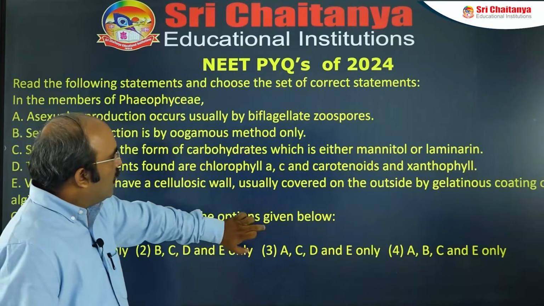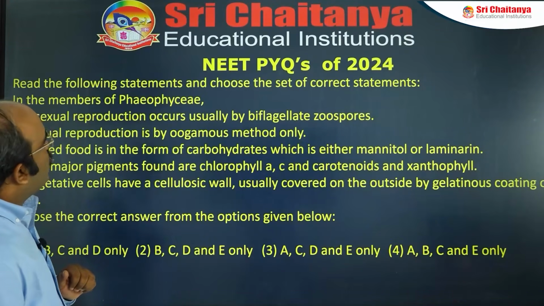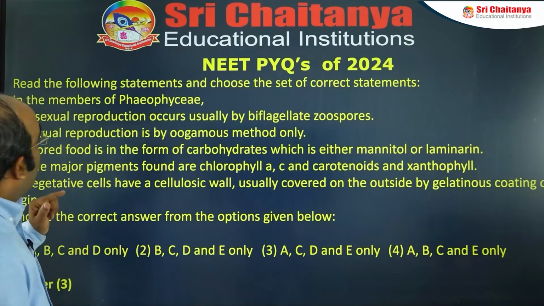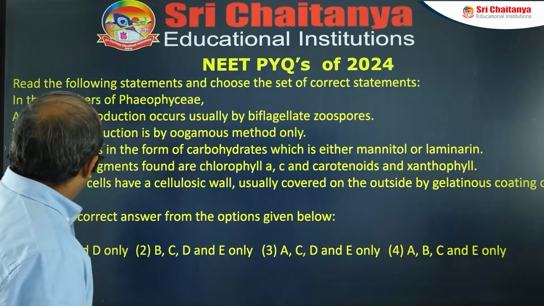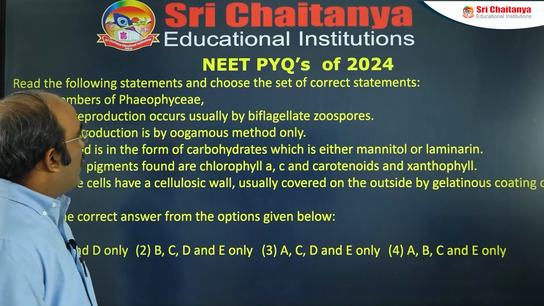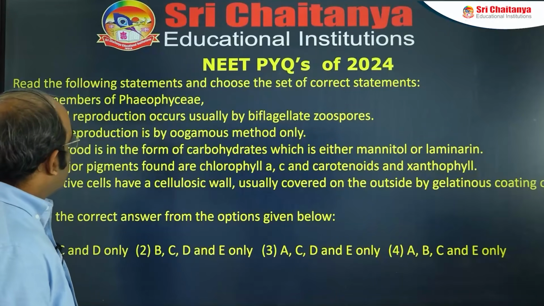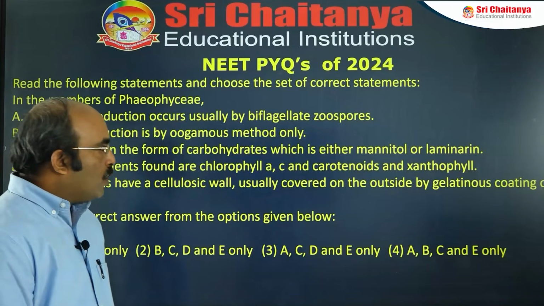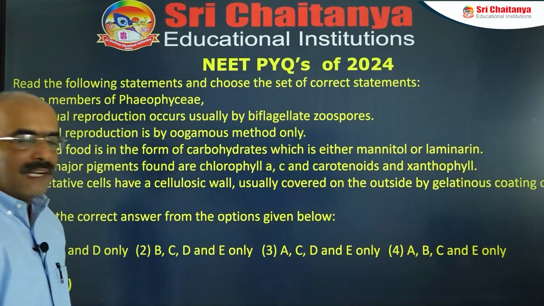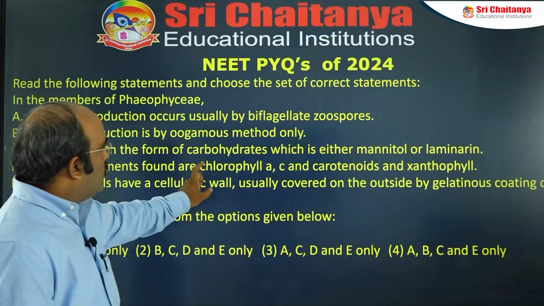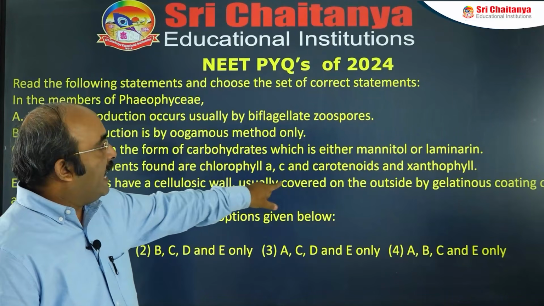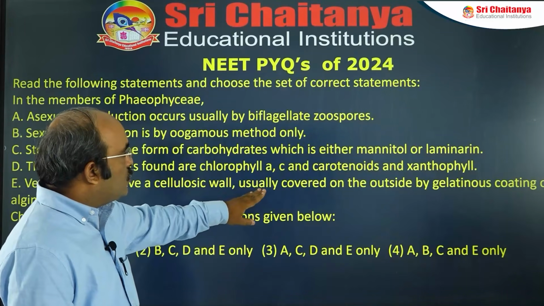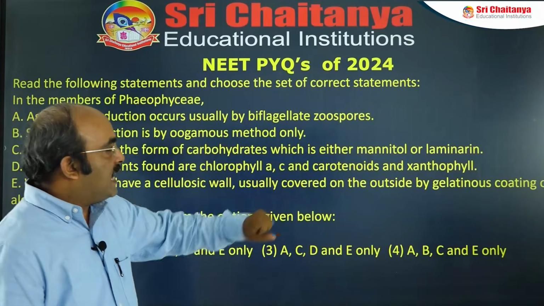Now, read the following statements and choose the set of correct statements in the members of Phaeophyceae, brown algae. Asexual reproduction occurs usually by biflagellate zoospores. Sexual reproduction is by oogamous method only. Stored food is in the form of carbohydrate, which is either mannitol or laminarin. The major pigments found are chlorophyll a, c, and carotenoids and xanthophylls. Vegetative cells have a cellulosic wall, usually covered on the outer side by a gelatinous coating of algin.